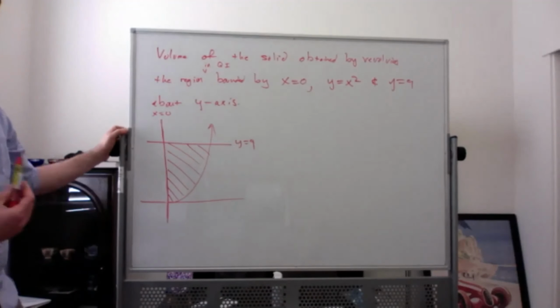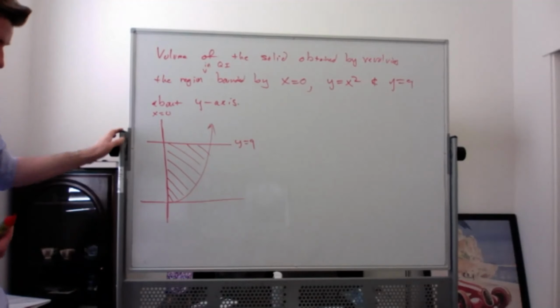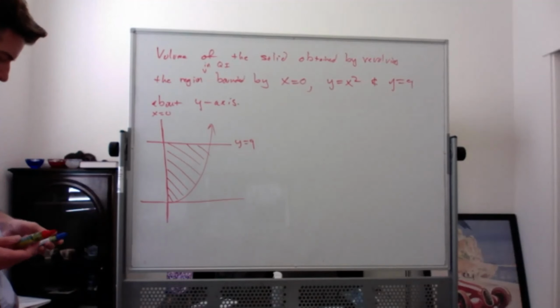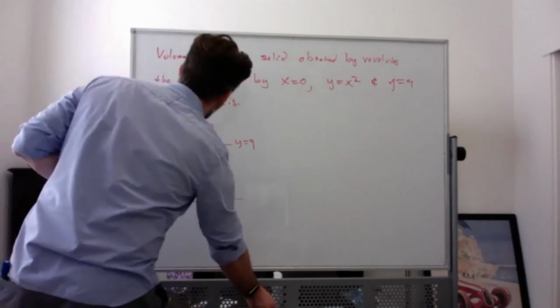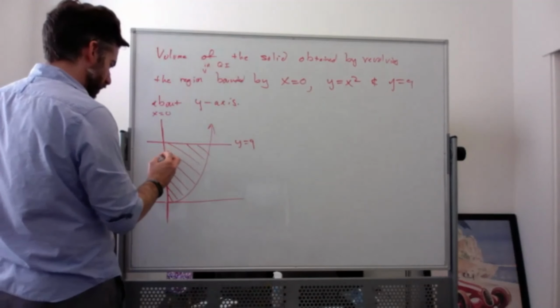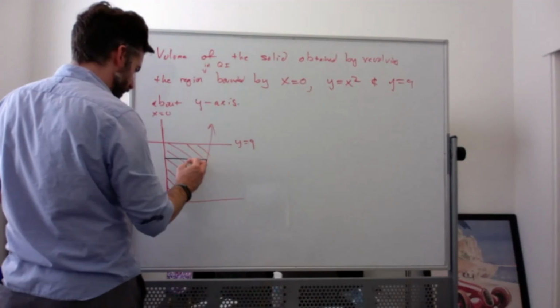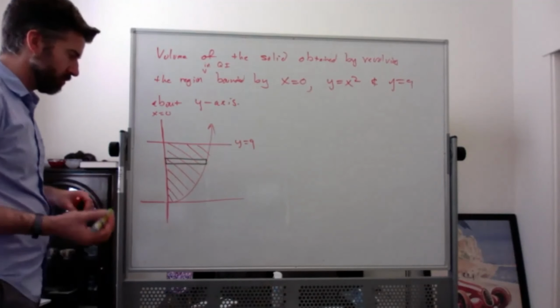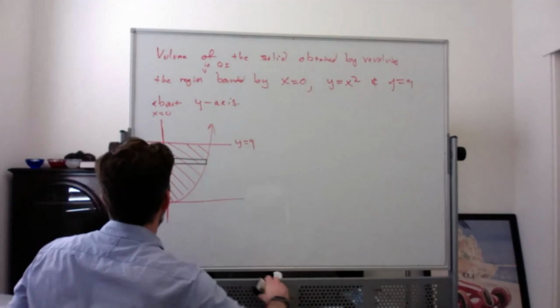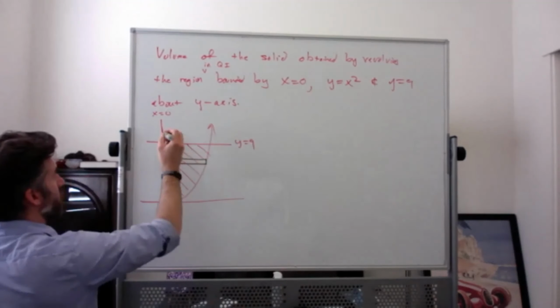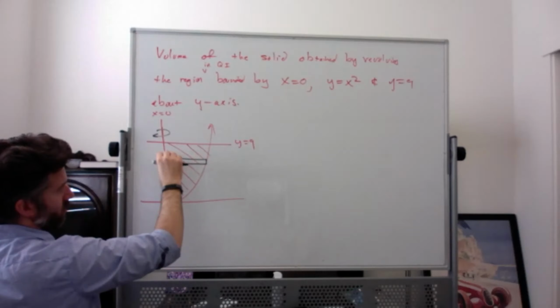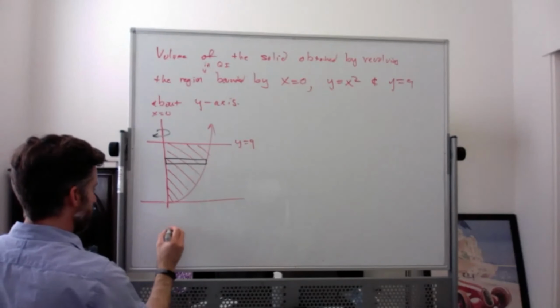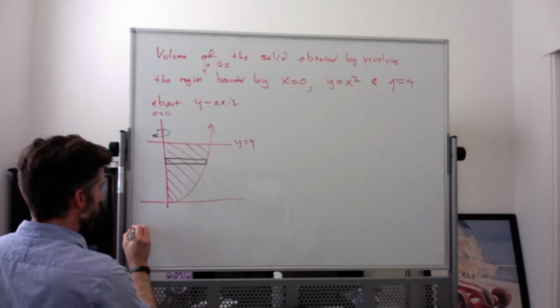And I'm revolving around the y-axis now. Whatever axis you're revolving around, I think this is really important to know, you need to think of drawing a strip, as I like to call it, that is perpendicular to the axis. So I need a horizontal strip since I'm going around a vertical axis. And all I'm really doing when I'm imagining rotating this around that axis is imagining this rectangle rotating around and becoming a disk.